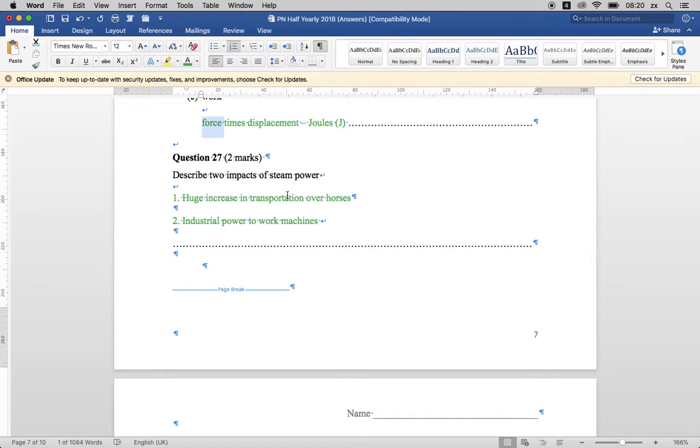The second advantage is industrial power to work machines. We could argue that transportation is in that same capacity, and transportation of raw materials is really important, transportation of coal and steel, which were the things that powered the Industrial Revolution. But I'm willing to accept variations of these, and these were the 2 answers I would give.